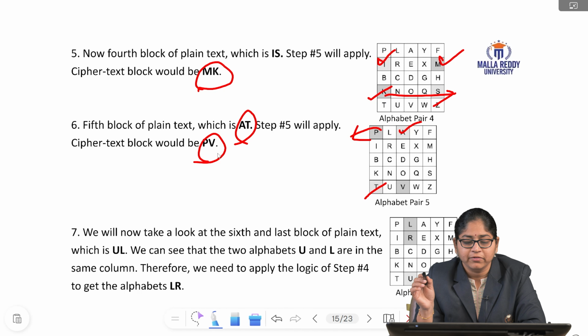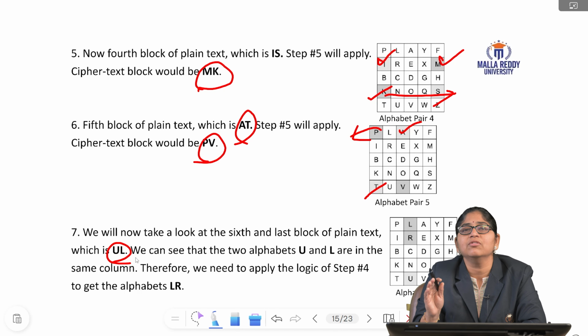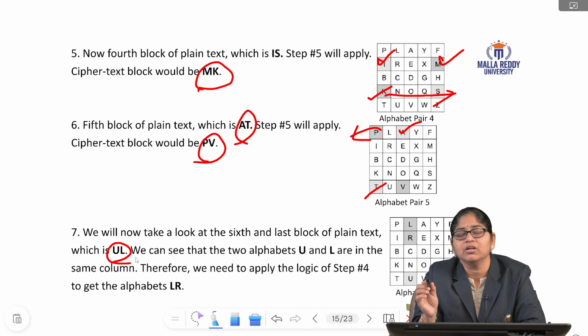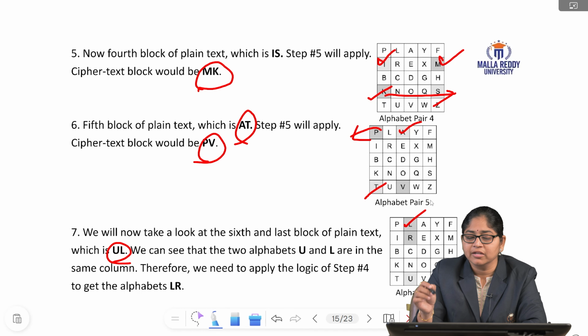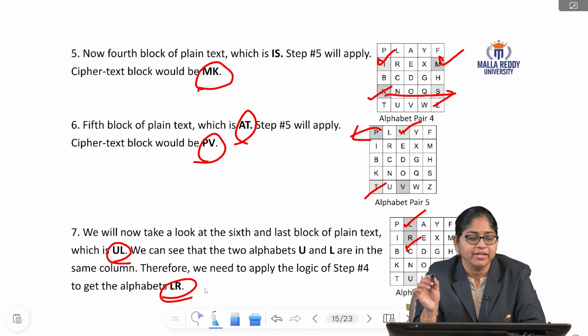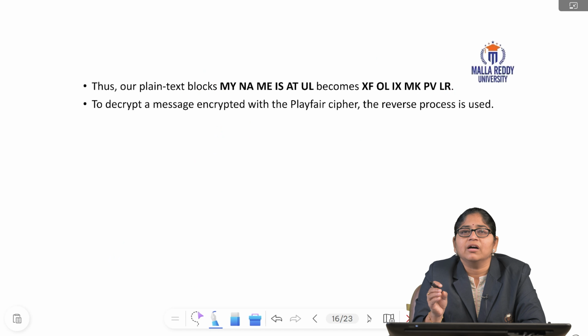So for the last one, which is UL, UL is the last pair. So UL is located in the same column. So we need to consider the next letter. The next letter of U is not available, so we need to go back and take L as the ciphertext. And for L, the next letter is R. So R is the ciphertext. So LR is the ciphertext for UL. So now, after performing the encryption process by following the rules on my name is Atul, we get the total ciphertext as XF, OL, IX, MK, PV, LR.